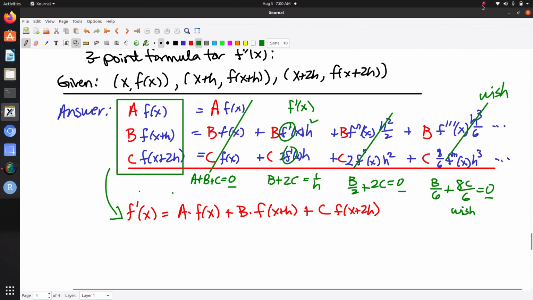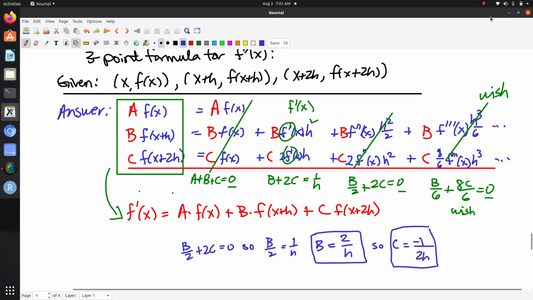Actually, you go ahead and solve for that. I'll wait for you. Okay, so if you just take this equation and solve for b, that equation and that equation, you can solve for b and c. And then you go through and you lastly satisfy a plus b plus c, and I'll let you do that yourself. And then a ends up being minus 3 over 2h.